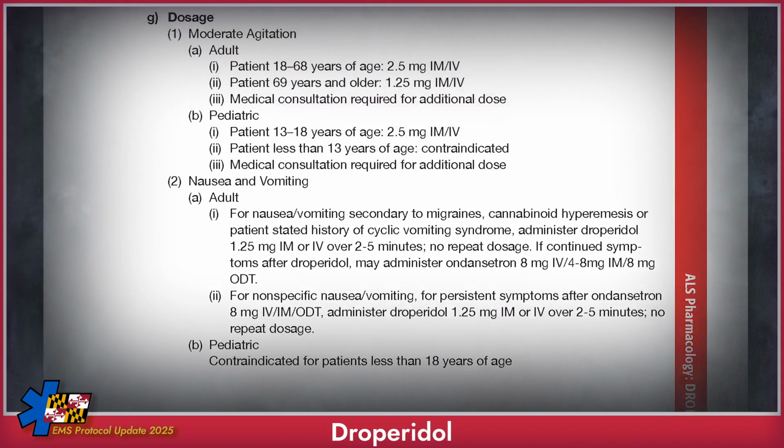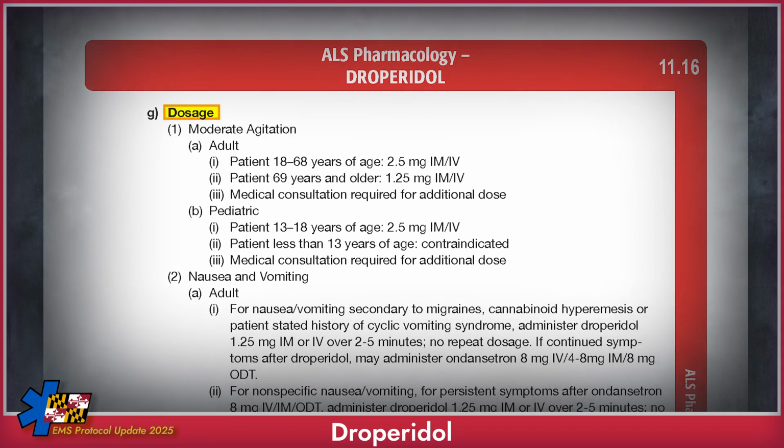Let's review the droperidol dosages. For moderate agitation, adults 18 to 68 years of age should be administered 2.5 milligrams IM or IV. The dose for adults 69 years old and older is 1.25 milligrams IM or IV. Pediatric patients who are 13 to 18 years of age may be administered 2.5 milligrams IM or IV.